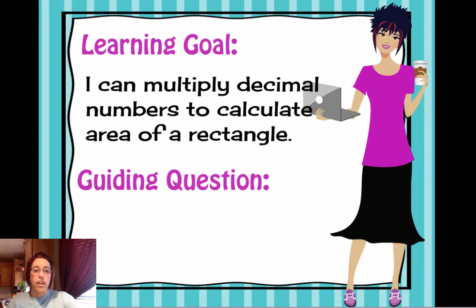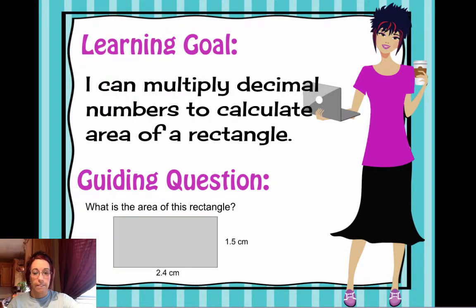Our learning goal is I can multiply decimal numbers to calculate the area of a rectangle. Our guiding question for this video is a little bit different. I want you thinking about what is the area of this rectangle. It has side lengths of 2 4/10 centimeters and a width of 1 5/10 centimeters. So think about this rectangle as you learn the lesson for today.